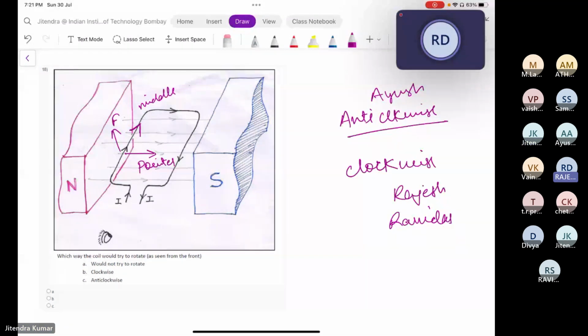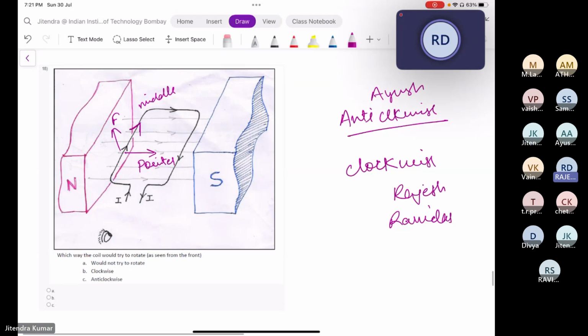And on the other side, the south pole, the direction of current will be given, and the direction of field, with the force in the downward direction. Okay, so you applied Fleming's left-hand rule, and you got a clockwise direction of rotation. Okay. So actually, by your condition of Fleming's left-hand rule, let me apply.